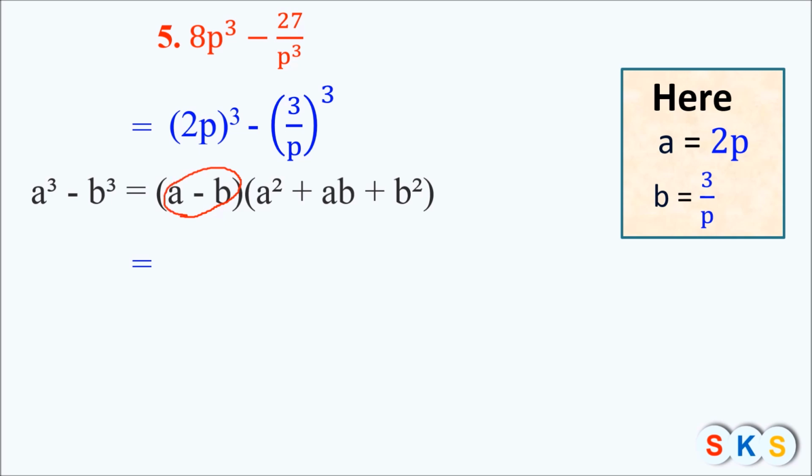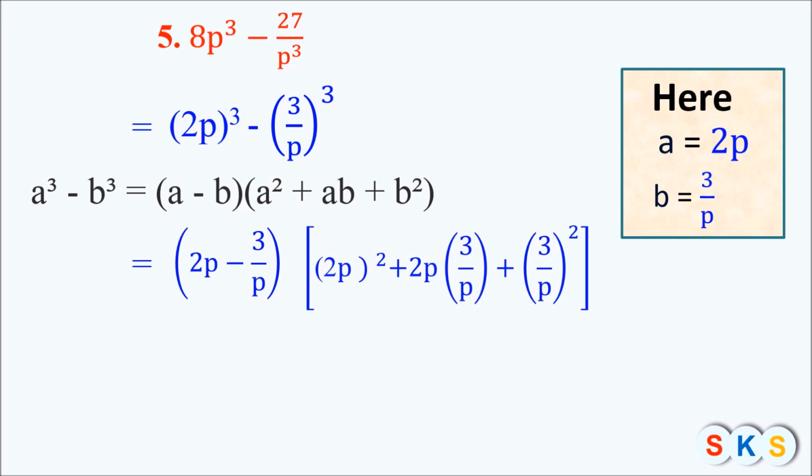You can see in the rectangular box, and at the place of b we will write 3p. So I'm going to substitute here the value of a and b in this formula. Okay, let's see what we will get. We will get here 2p minus 3 upon p, and in the second bracket we will get 2p the whole square plus 2p into 3 upon p plus 3 upon p the whole square. Okay, you can see that at the place of a we have to write 2p, at the place of b we have to write 3 upon p. After substituting the value of a and b in this formula, we will simplify it further.